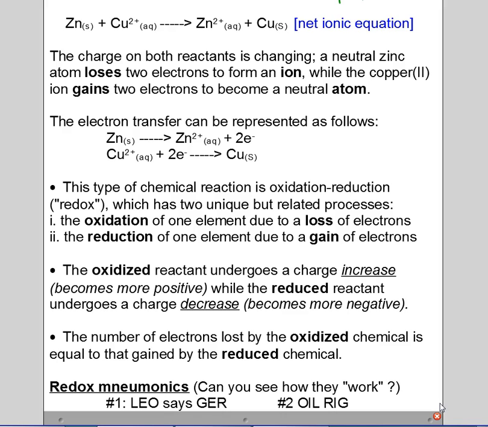The term oxidation you may have previously thought of as involving oxygen, and that's not necessarily the case. When oxygen reacts with something in a combustion reaction, oxidation also takes place, in the sense of a loss of electrons or an increase in the charge on the particle. But strictly speaking, for redox, oxidation involves an increase in charge, or loss of electrons.